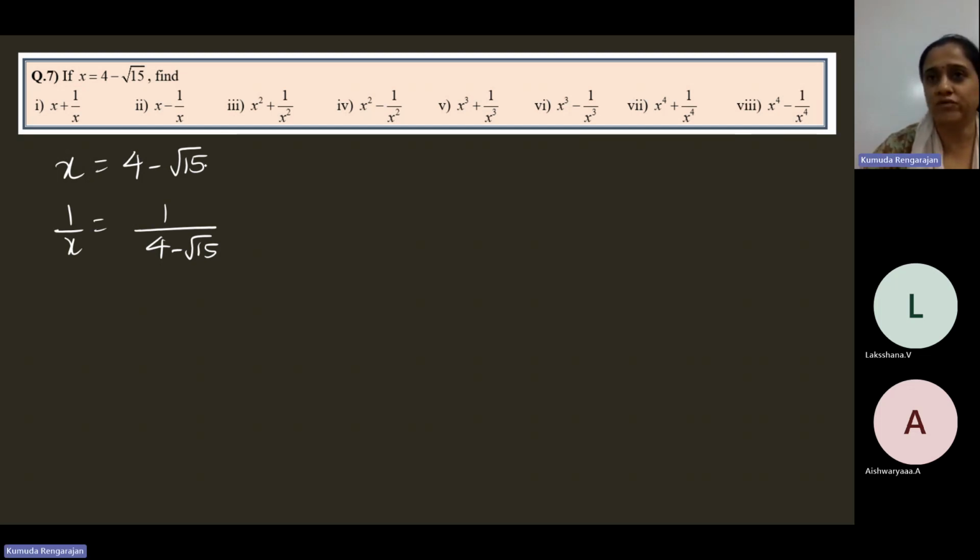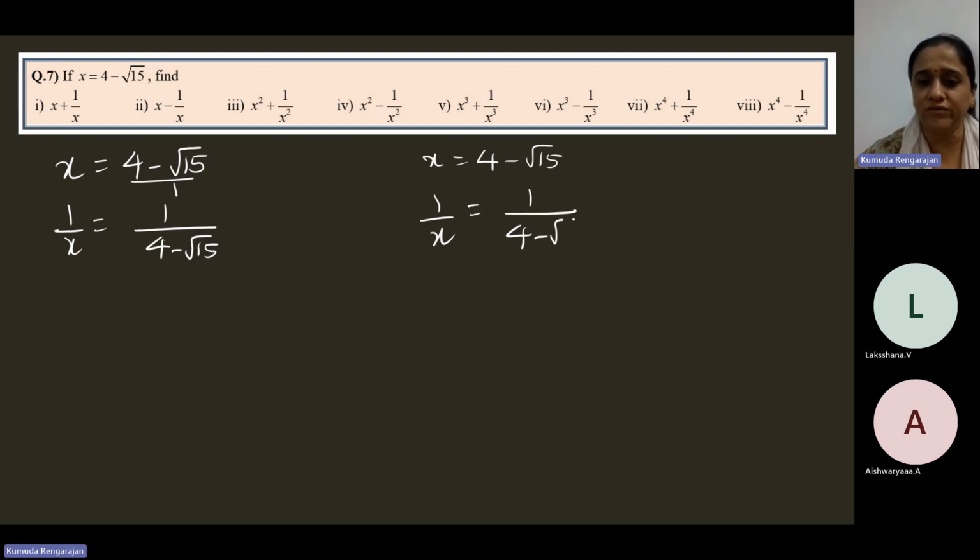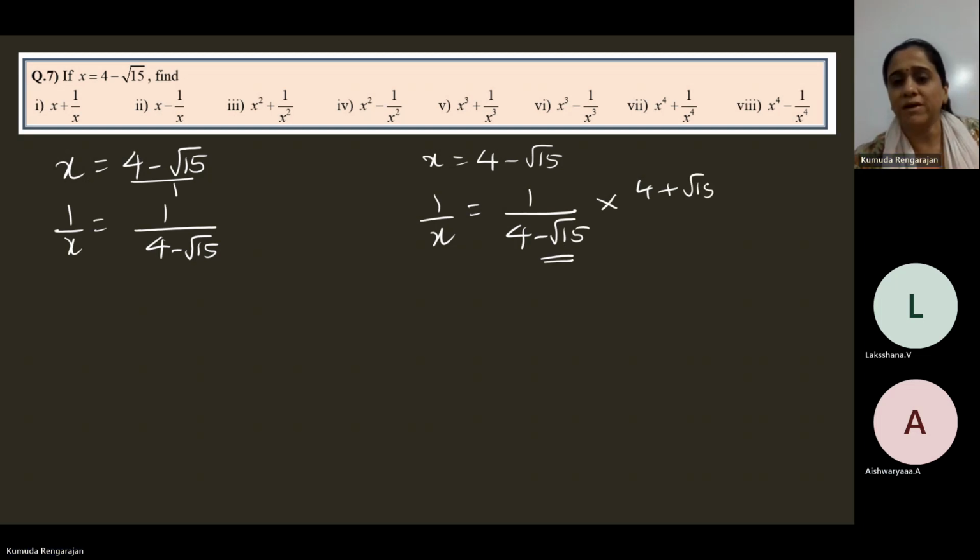X is 4 minus root 15. There the denominator is 1. It is rational. So x is equal to 4 minus root 15 is fine, meaning the denominator is rational. But 1 by x is 1 by 4 minus root 15, wherein the denominator is irrational. So you have to rationalize the denominator, multiplying by 4 plus root 15 by 4 plus root 15.